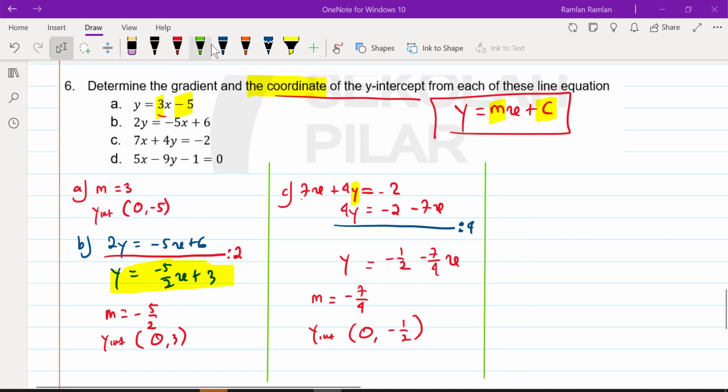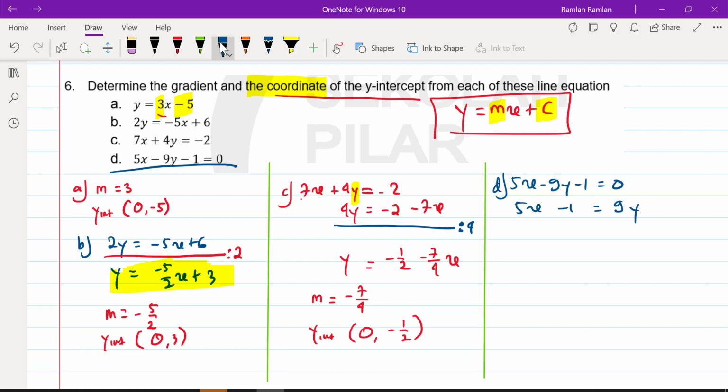Okay, question D. Here we have this guy over here. So I'm going to rewrite the question. That'll be 5x minus 9y minus 1 equals 0. So again, the same concept applies, but this time I'm going to move just this guy to the right side, so add 9y to both sides. You'll get 5x minus 1 equals 9y. You can see what happened, like subtracting becomes addition, right? So I can switch them if I want, right?